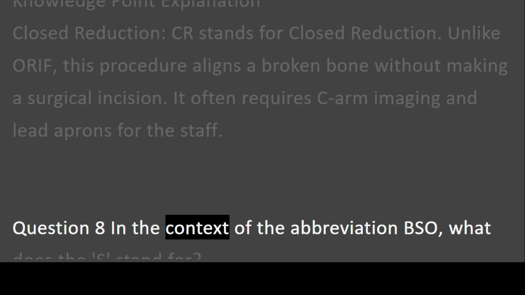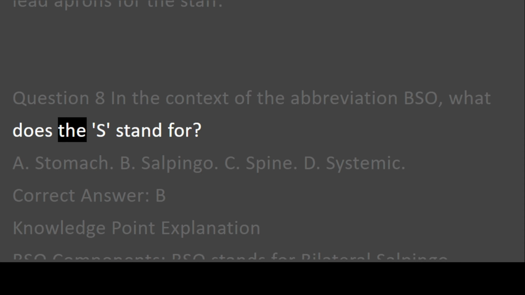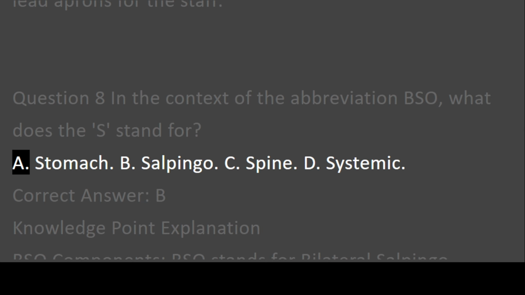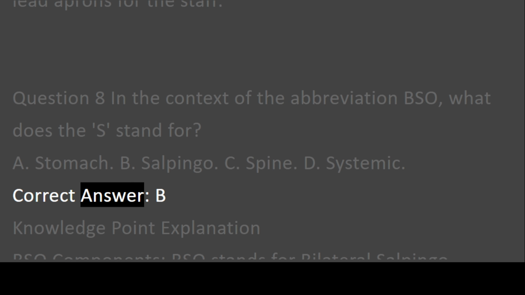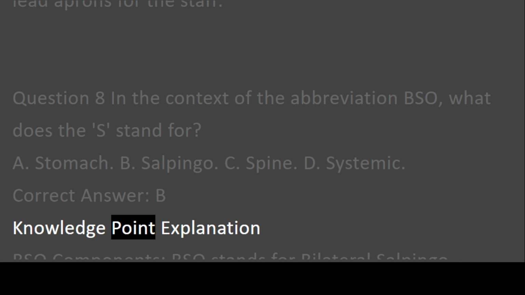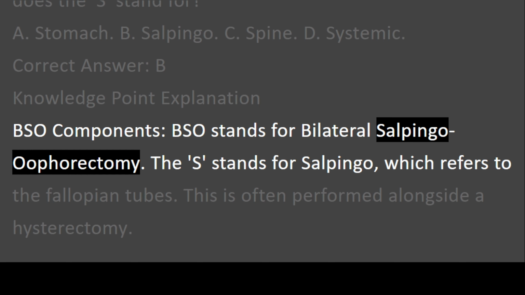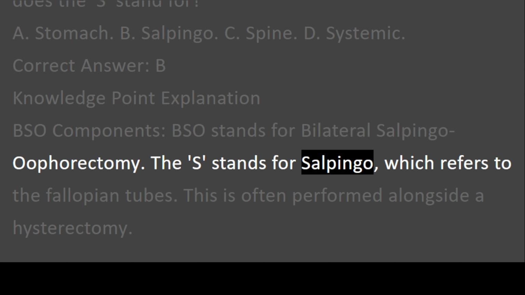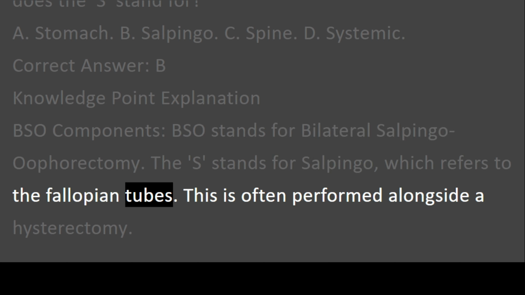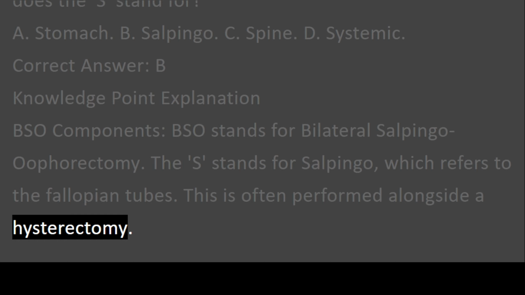Question 8. In the context of the abbreviation BSO, what does the S stand for? A. Stomach. B. Salpingo. C. Spine. D. Systemic. Correct answer, B. Knowledge point explanation. BSO components. BSO stands for bilateral salpingo-oophorectomy. The S stands for salpingo, which refers to the fallopian tubes. This is often performed alongside a hysterectomy.